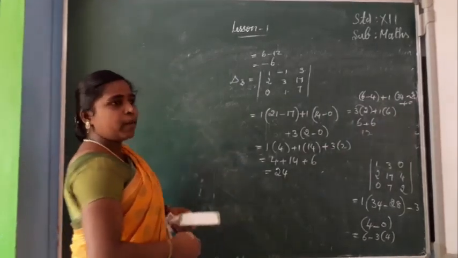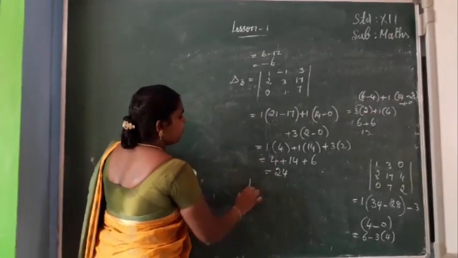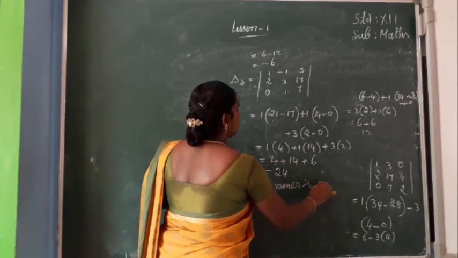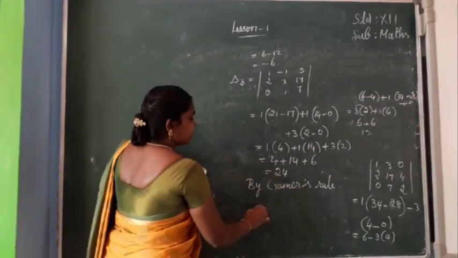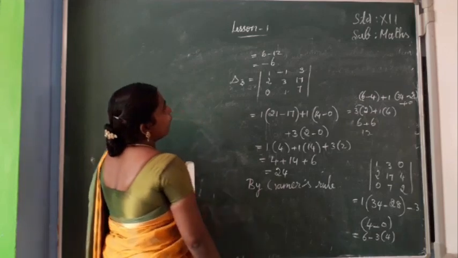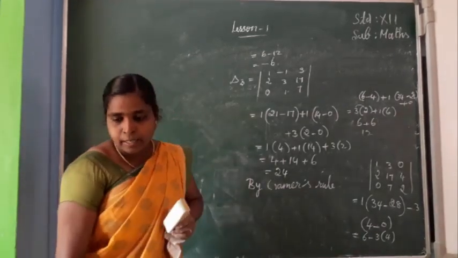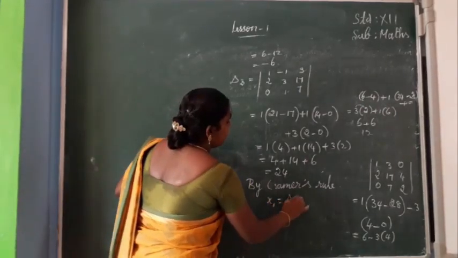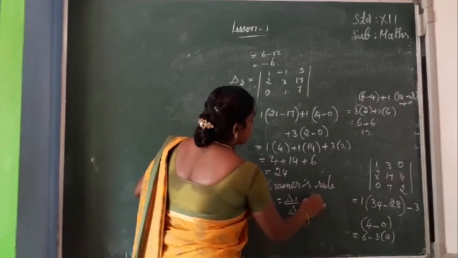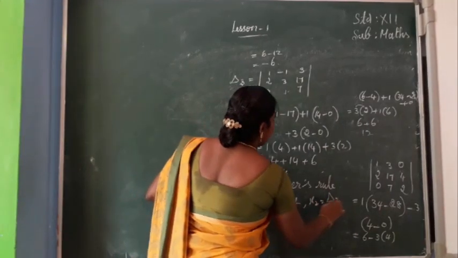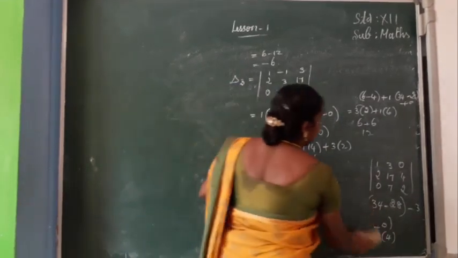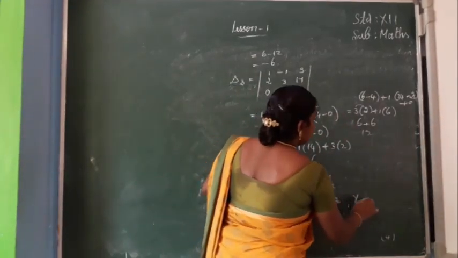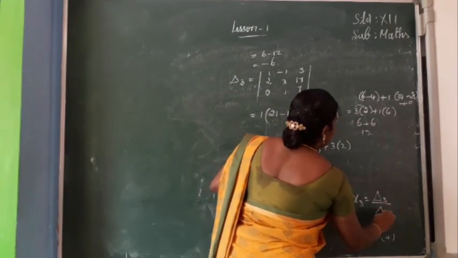Now you can use Cramer's rule. Here the unknowns are x1, x2, x3. So x1 equal to delta 1 by delta, x2 equal to delta 2 by delta, and x3 equal to delta 3 by delta.